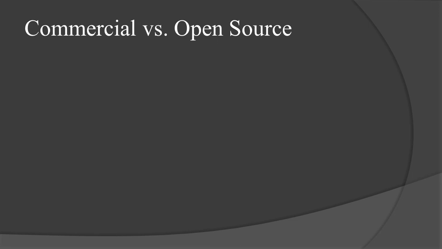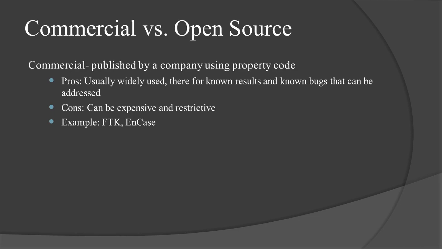The first is commercial. Commercial software is published by a company using proprietary code. The advantages are that it is usually widely used, therefore known results and known bugs that can be addressed. The disadvantages are that it can be expensive and restrictive. Examples of commercial computer forensic software would be tools like FTK or NCase.